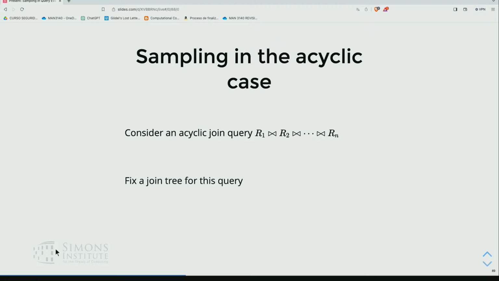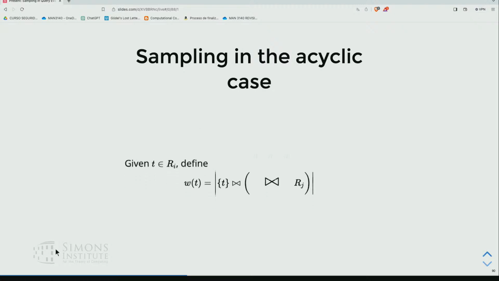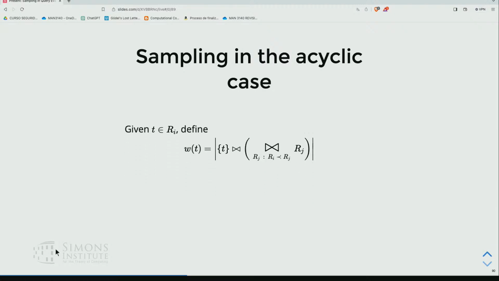So consider, in this case, this acyclic query. You fix a join tree, right? So assume that we have something like that. And let's use this relation here to indicate that R sub i is a descendant of R sub j in this join tree, right?